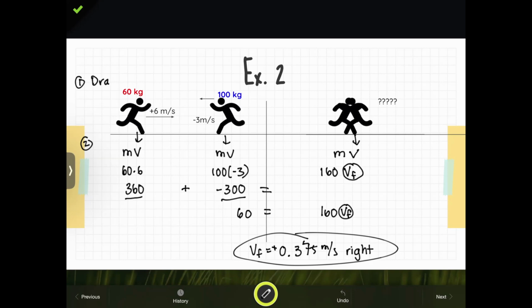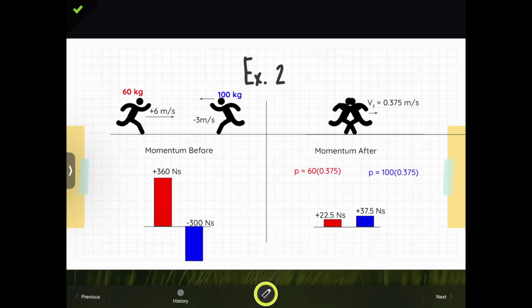So again, we do our drawing. We calculate P equals mv for each object. We set momentum before equal to after. And finally, solve. I'm going to end up with some algebra equation which should be solvable. To find VF, I'm going to divide by 160 on both sides. And we can do a little bit of a check, right? I should see that one object in the system is losing momentum, and the other one's gaining momentum. It's becoming more positive.